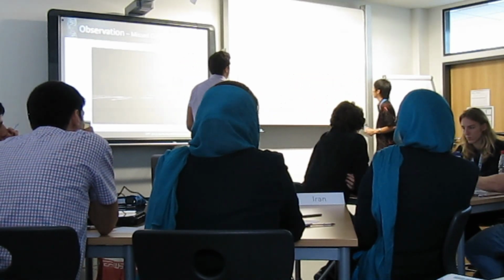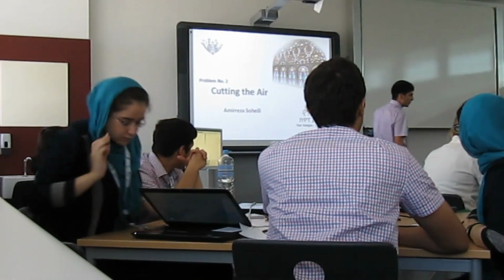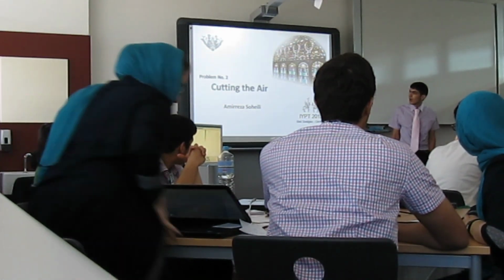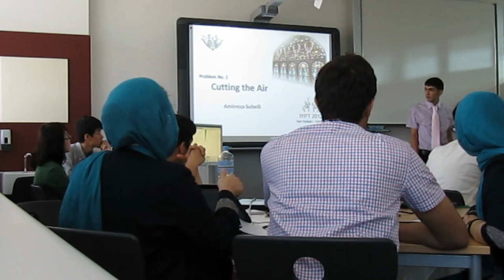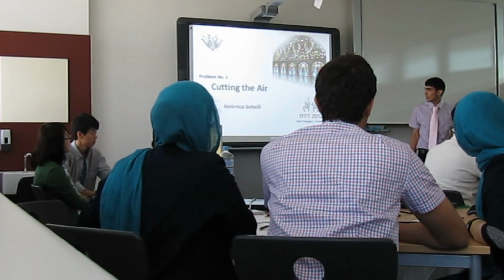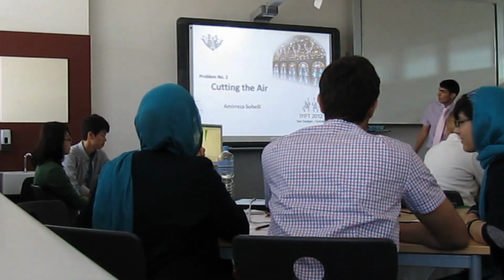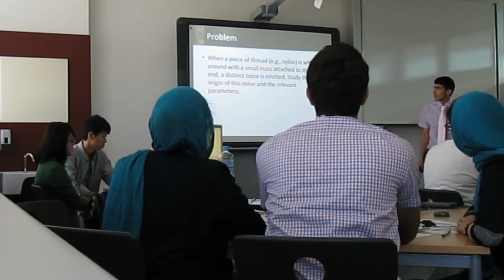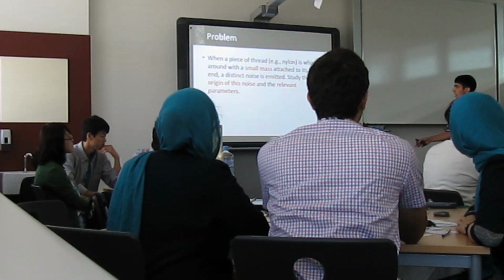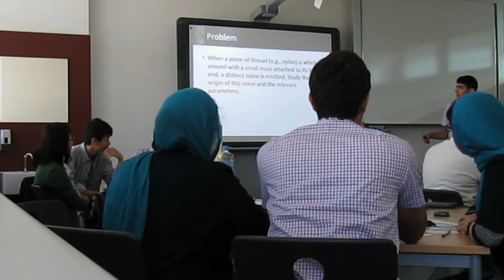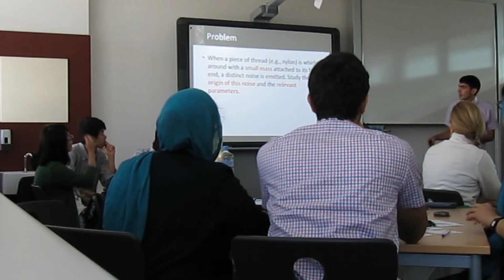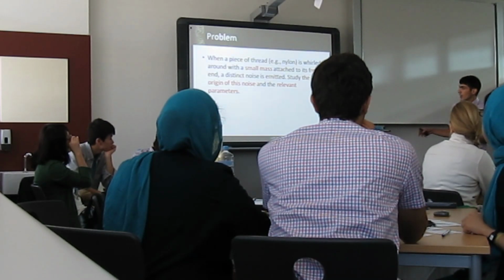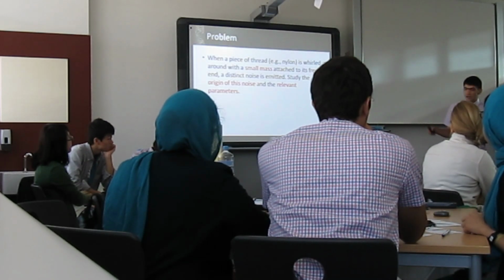I'm going to have the most ultimate opponent for the discussion. I'm Emily from Australia and I'm the reviewer of problem number 2, Crossing the Air. So let's again have a look at the question and clarify some points. The question says: when a piece of thread like an alloy is wound around with a small mass attached to its free end, a descending noise is emitted. Study the origin of this noise and the relevant parameters.